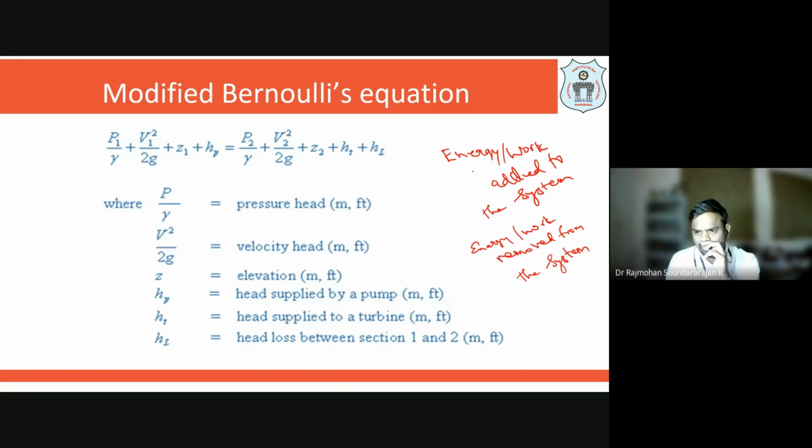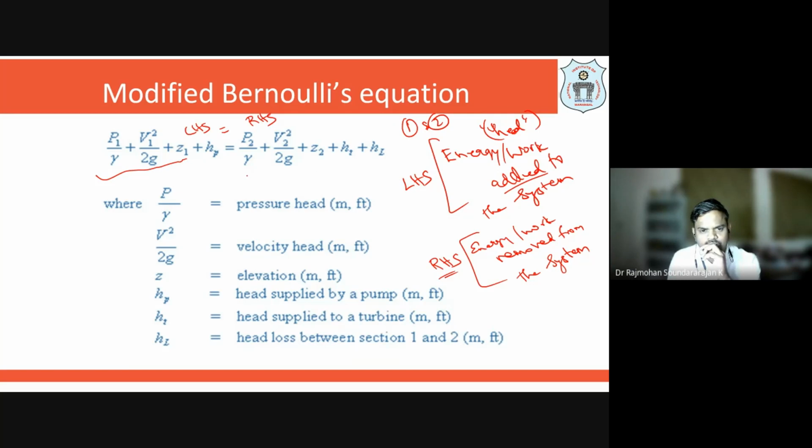How is the work or energy or head, if I say it in terms of head, added to the system taken care of on the left hand side, and the energy or work or head loss removed from the system taken care of by adding a term on the right hand side of the Bernoulli equation. That is, when we apply the Bernoulli equation between 1 and 2, we have a left hand side and a right hand side. So this is the regular term we have from the Bernoulli equation, P by rho g.